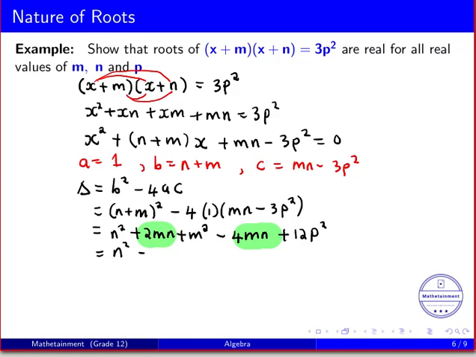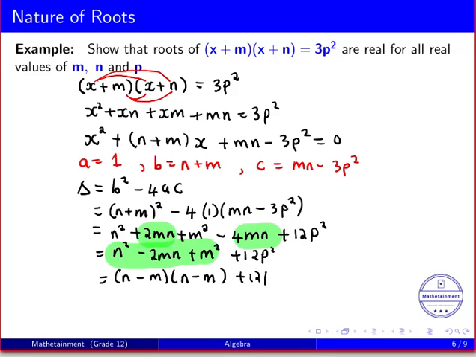These are like terms. And they give minus 2mn. I have plus m squared plus 12p squared. So I can also factorize this quantity here. The first three terms there, I can factorize them. How to factorize them? They are the same as n minus m plus 12p squared, which you can write as n minus m all squared plus 12p squared.